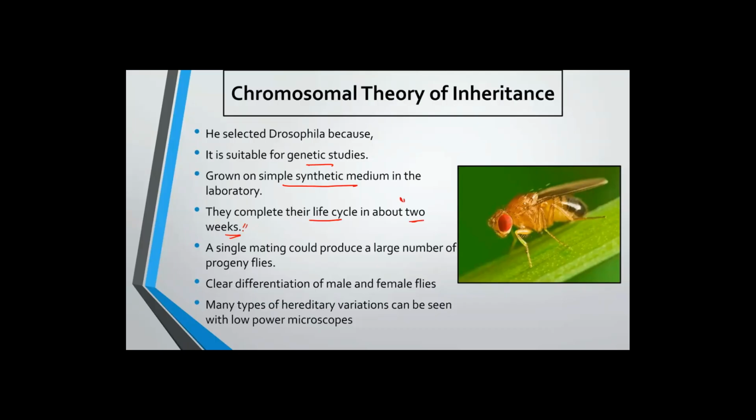So it is similar to the pea plant. It is easy to complete the experiment and find out the results soon. And a single mating could produce a large number of progeny flies. This is also very advantageous. Also, there is clear differentiation of male and female flies, and many types of hereditary variations can be seen with low power microscopes.